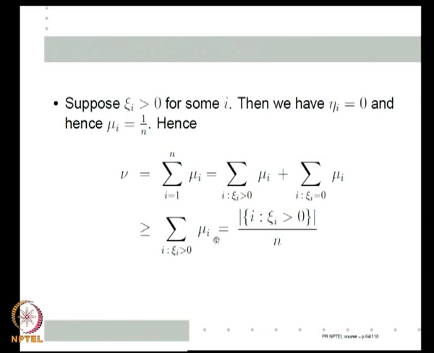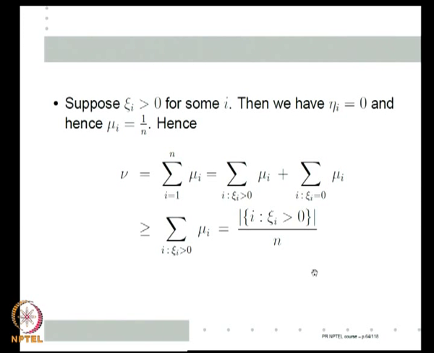When j I greater than 0, mu I is equal to 1 by n. So, each of these terms will be 1 by n. How many such terms are there? As many I as there are j I greater than 0. So, I can say this is the cardinality of the set of I such that j I greater than 0. This is the number of I for which j I greater than 0, divided by n.